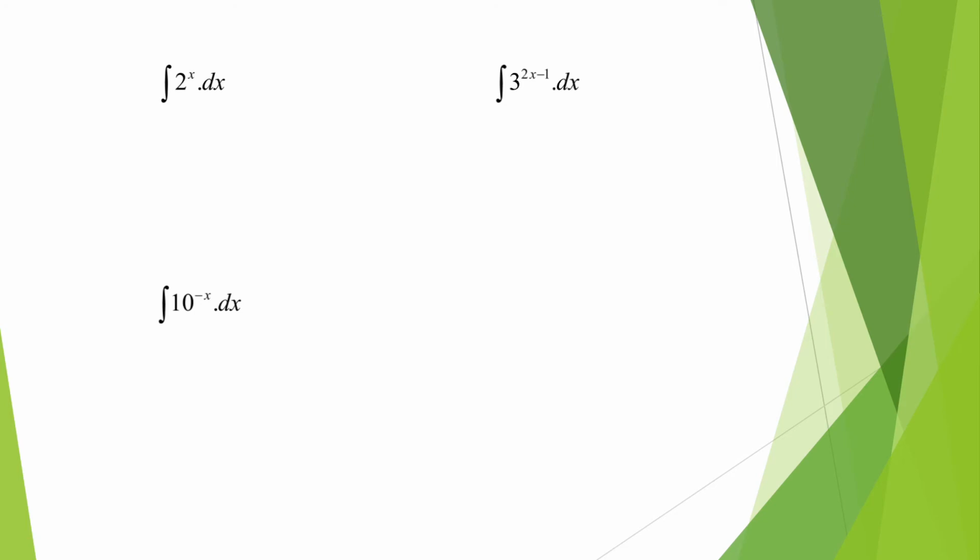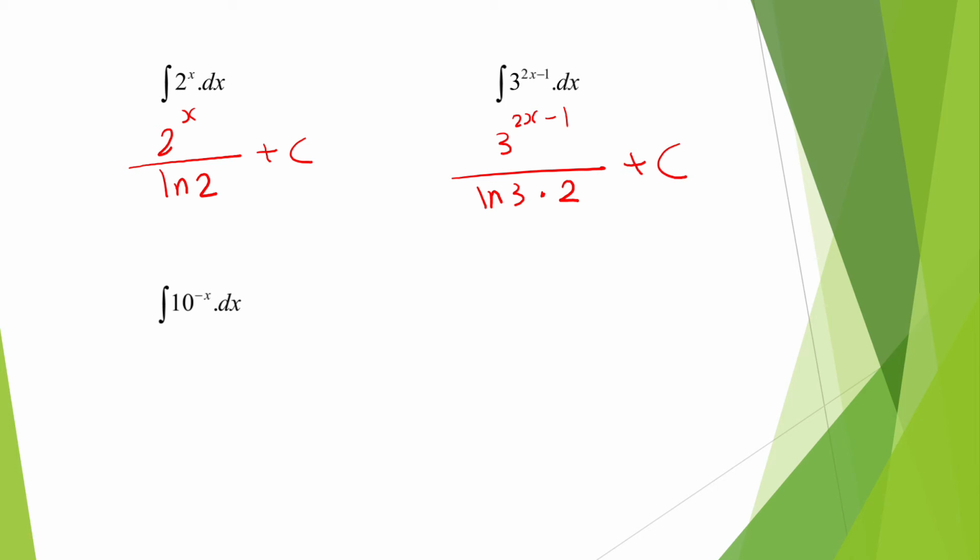So the integration of 2 to the x is rewriting it, but this time we're going to divide by ln 2, and the differentiation of the power is just 1, plus c. So for this one here, integration is rewriting it, divide by ln 3 times the differentiation of the power, which is 2, plus c. It's always the number before the ln.